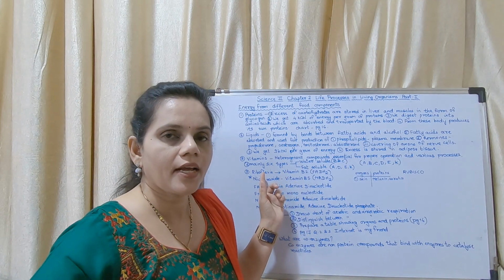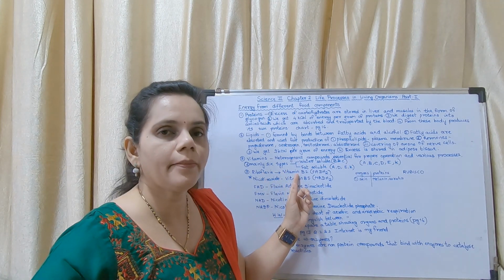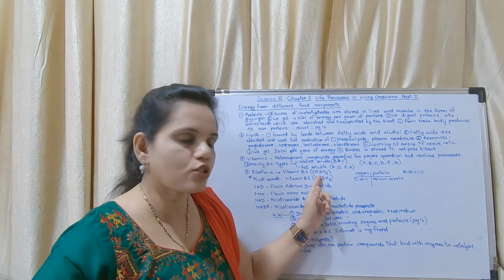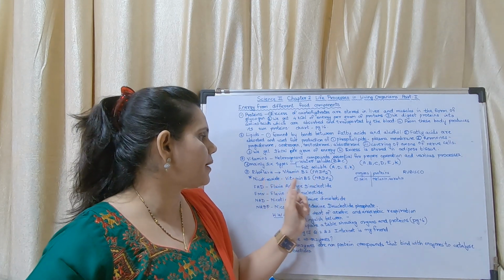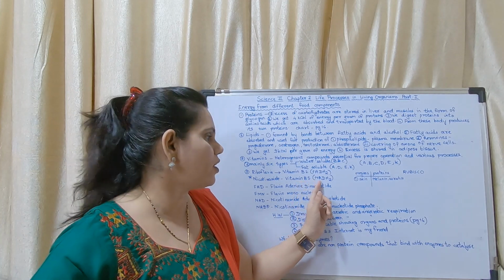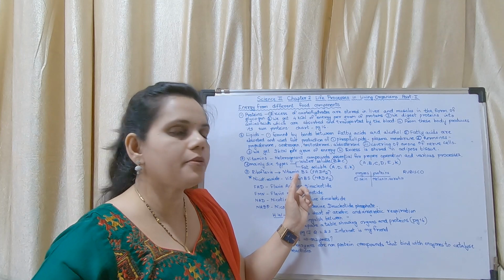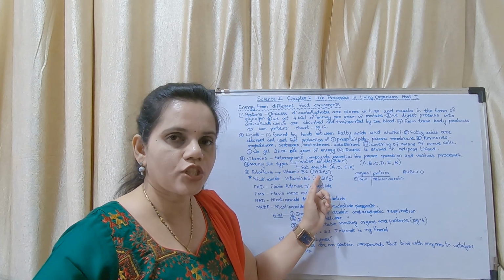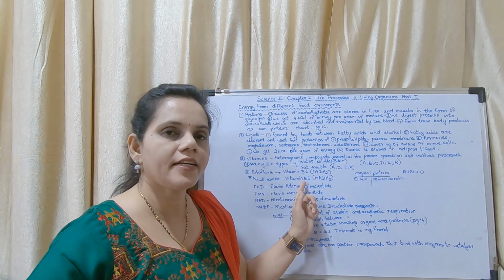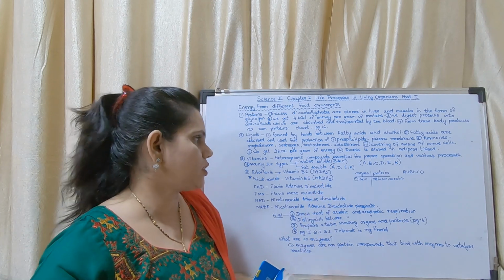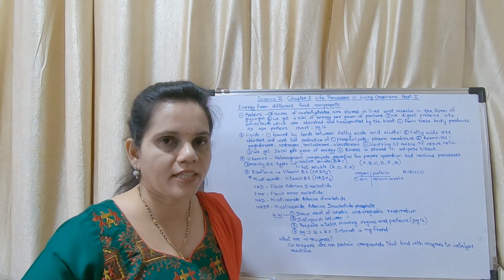Understood? And for those reactions, what do you require? You require riboflavin, that is vitamin B2. So riboflavin, vitamin B2 for FADH2, and nicotinamide, vitamin B5 for NADH2. I repeat, riboflavin, vitamin B2 for FADH2, and nicotinamide, vitamin B5 for NADH2. Okay, this could be asked. So this much about vitamins.